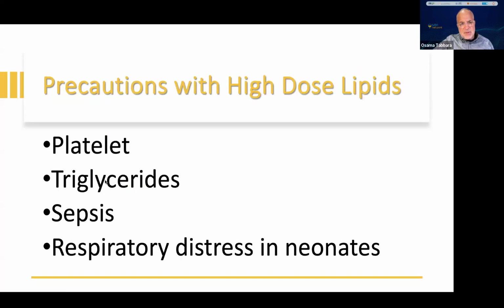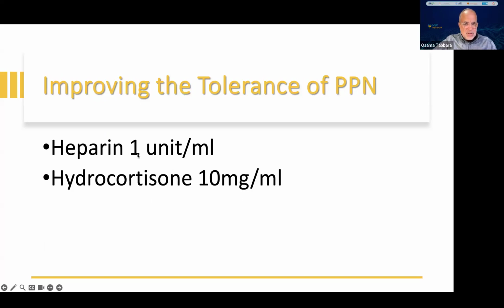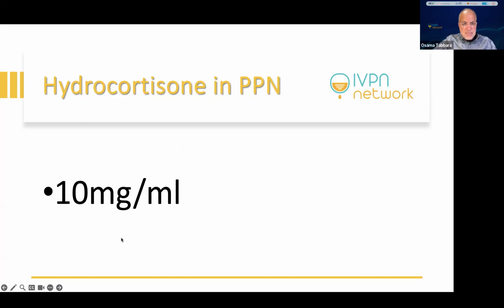What to monitor with high dose lipid: platelets, triglyceride, signs of sepsis and respiratory distress in neonates. To improve the tolerance of peripheral parenteral nutrition, we add 1 unit of heparin per each ml. And hydrocortisone, we add a sub-physiological dose like 10 milligram. Sorry, this is 10 milligram per 1 liter. It's not per ml. Topical NSAID might be recommended at the cannulation site. And there are some studies of giving nitroglycerin or glyceryl trinitrate to cause vasodilation.